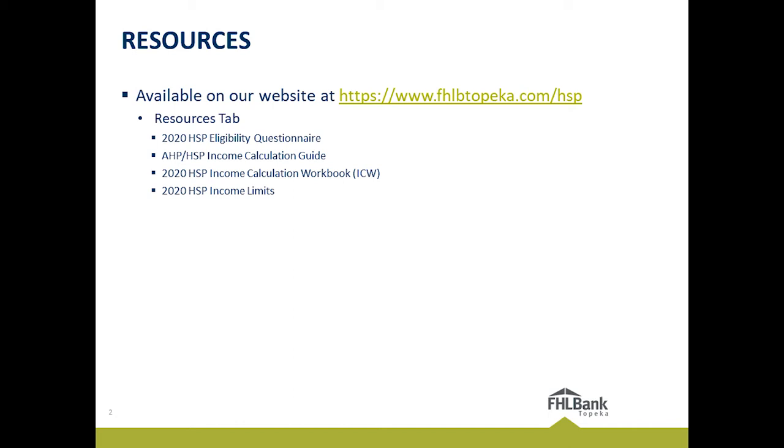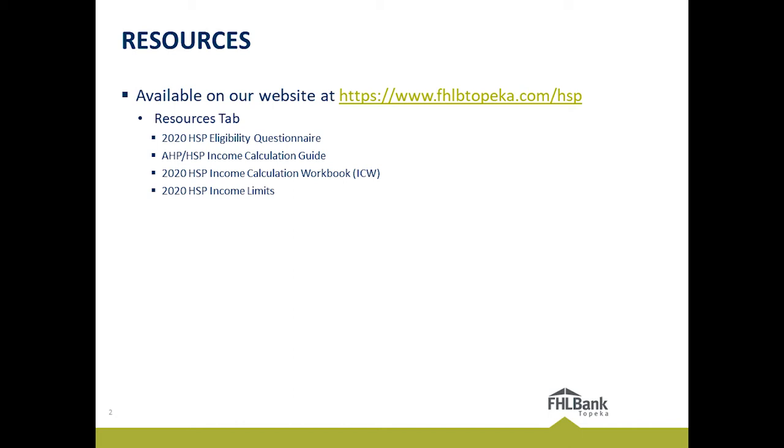The AHP HSP Income Calculation Guide specifically states the required documentation that should be submitted, dependent on the household member's income sources. This guide also provides detailed information on how to complete the income calculation workbook. The 2020 HSP Income Calculation Workbook is the workbook that is required to be used for the 2020 HSP. Outdated workbooks will not be accepted. Do not save the 2020 HSP Income Calculation Workbook on your computer to be reused for multiple households. Instead, obtain a new income calculation workbook from the HSP website for each household.